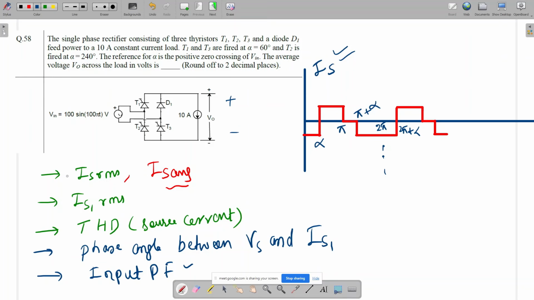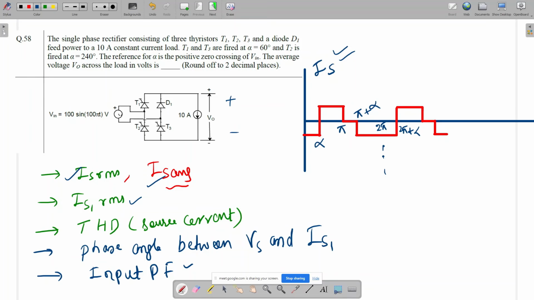What will be the RMS value of this source current? What will be the average value of this source current? And what will be the fundamental RMS value of the source current? The same thing I will show in the simulation waveform also. So first we'll go step by step.